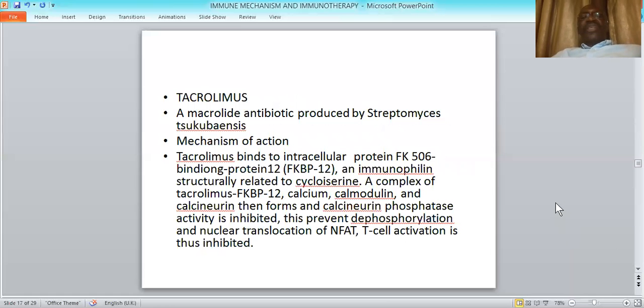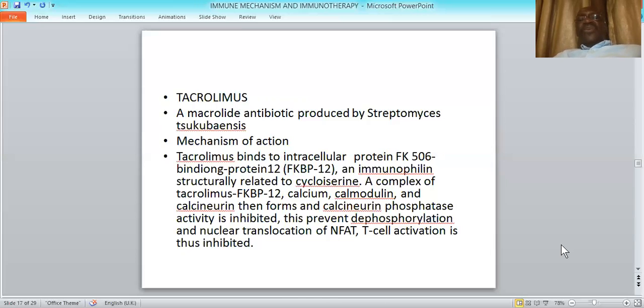The next drug we are looking at is tacrolimus. It is a macrolide antibiotic produced by Streptomyces. What is its mechanism of action? Tacrolimus binds to the intracellular protein FK506 binding protein. When it binds to it, it forms a complex of tacrolimus and FKBP12.